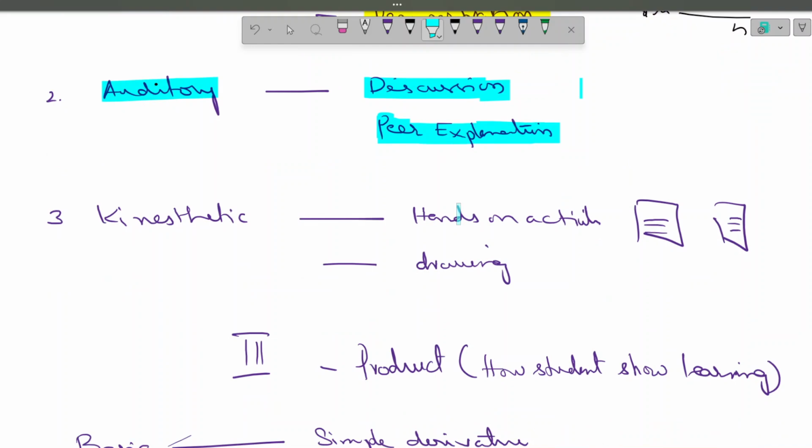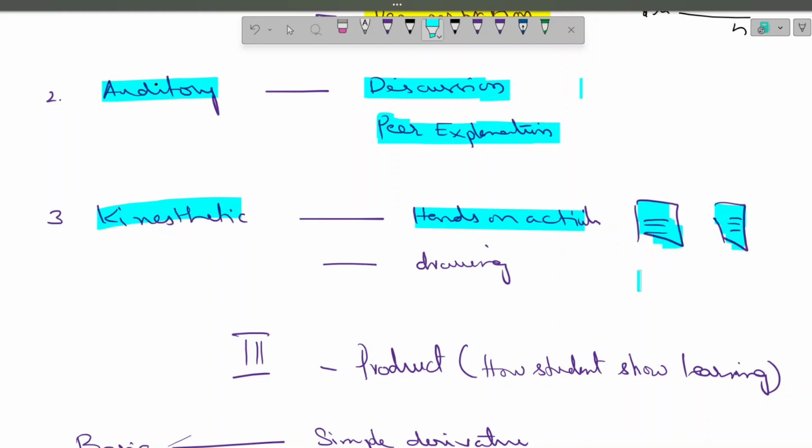Then come kinesthetic learners. These learners do hands-on activities. In math, what hands-on activity can we do? You have to make cards, and in the cards, you have to leave some spaces.